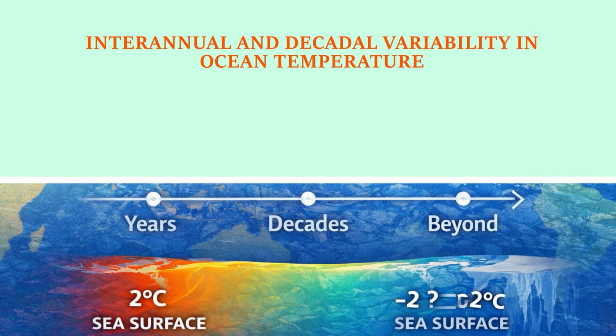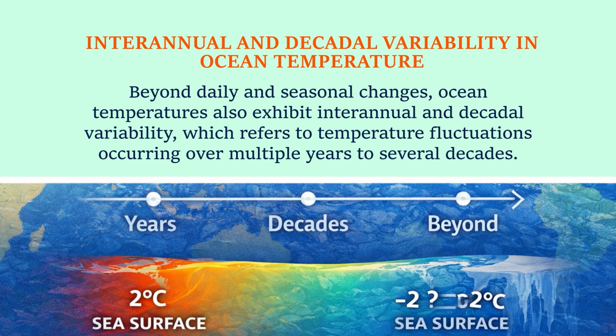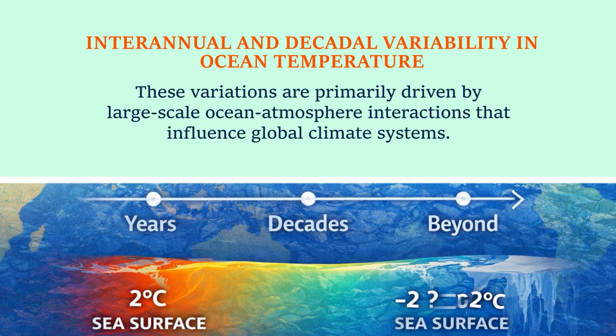Now, interannual or decadal variability in the ocean temperature. Beyond daily and seasonal changes, ocean temperatures also exhibit interannual and decadal variability, which refers to the temperature fluctuations occurring over multiple years to several decades. These variations are primarily driven by large-scale ocean-atmospheric interactions that influence global climate systems.